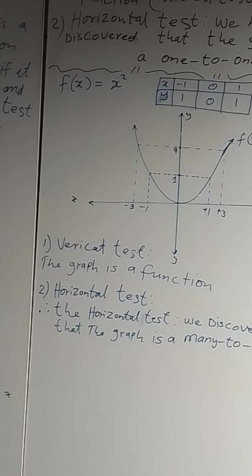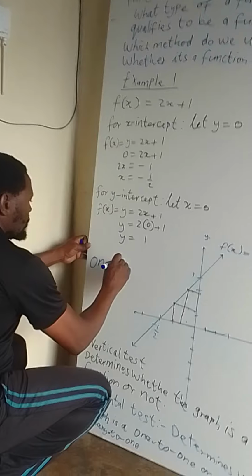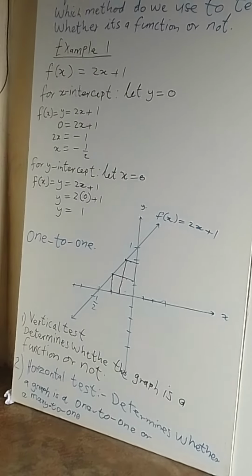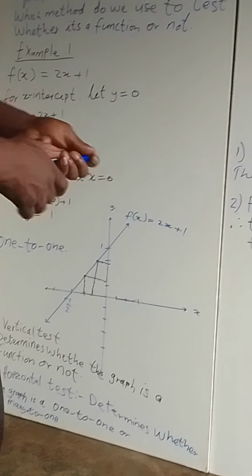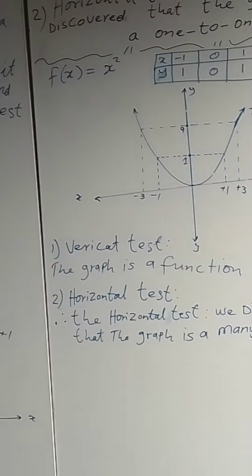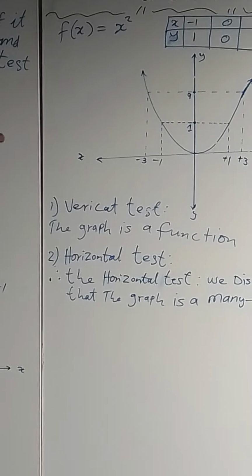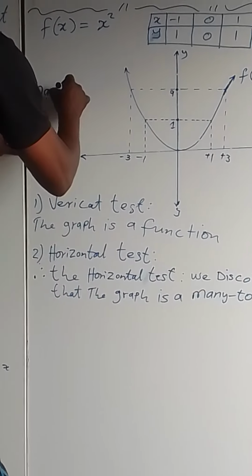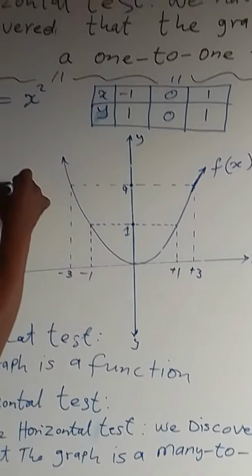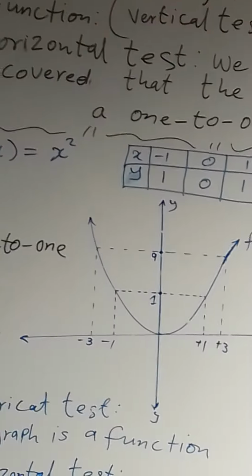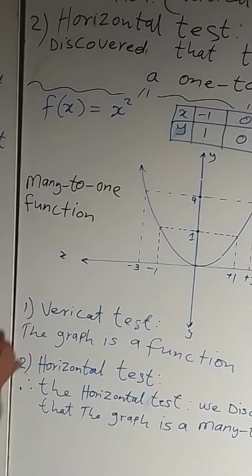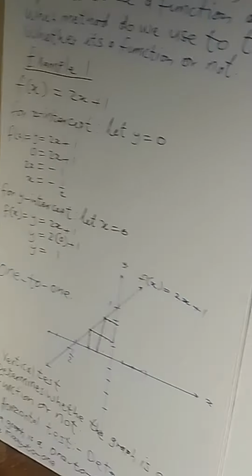this one is a 1, 2, 1. This one is a many-to-one function. This is a one-to-one function.